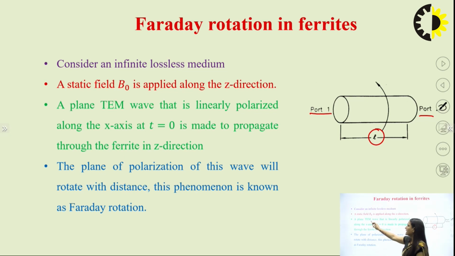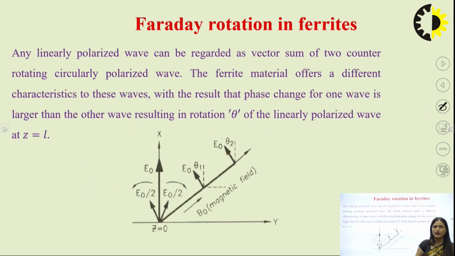A plane TEM wave that is linearly polarized along the x axis at t equal to 0 is made to propagate through the ferrite in the Z direction. The plane of polarization of this wave will rotate with distance, and this phenomenon is known as Faraday's rotation, right? So how this wave behaves after traveling a particular distance is given by Faraday's rotation.